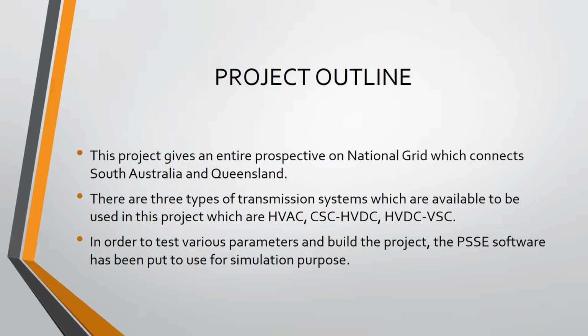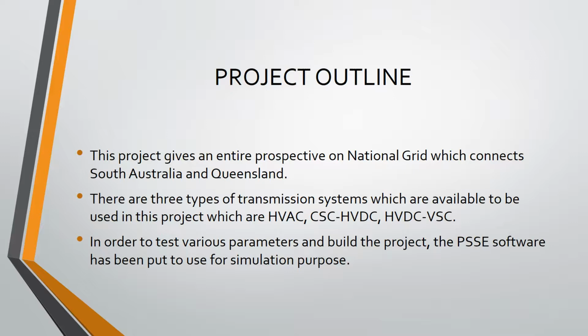So, coming to the project outline, this project is all about analyzing and determining the most efficient method for transmitting the power through the lines across long distances. In this case, we are transmitting from South Australia to Queensland with the help of high capacity transmission lines, which can transmit high voltages to far distances.